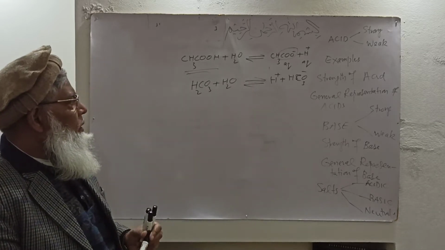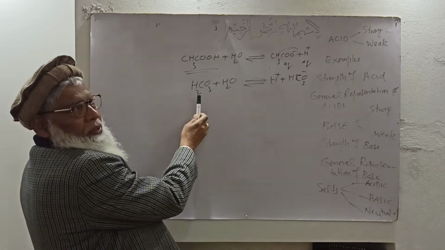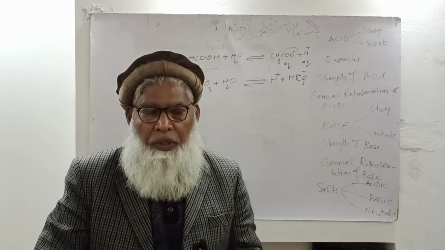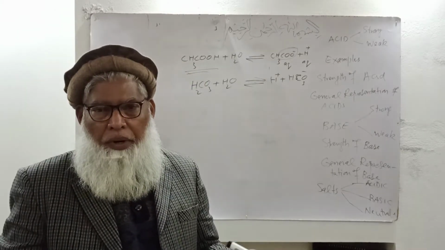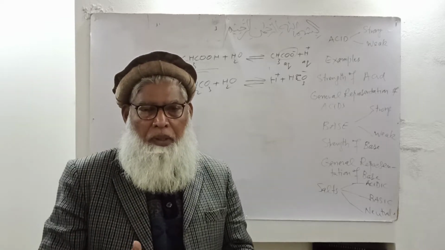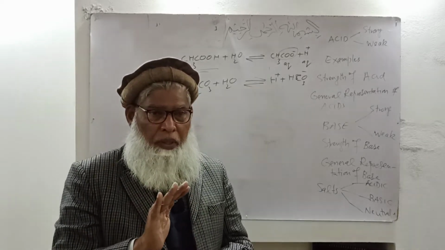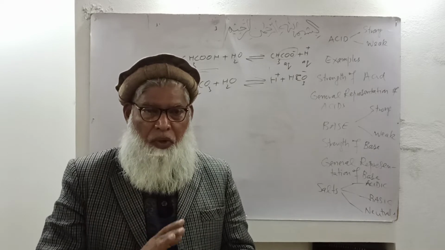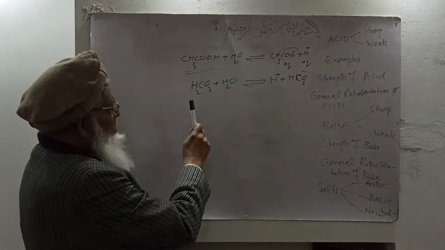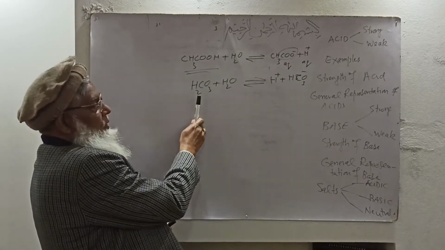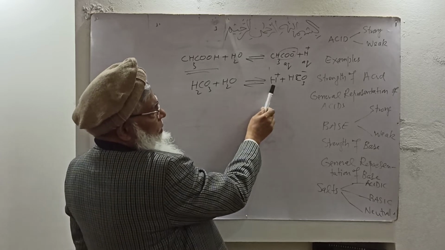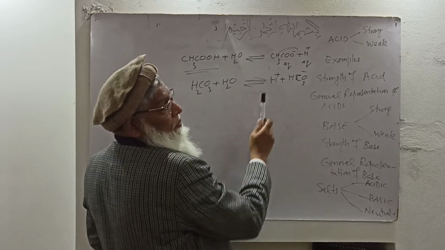Here, this is carbonic acid. We often use carbonated water, cold drinks like Pepsi, Coca-Cola, 7-Up. In these, carbon dioxide gas is dissolved in water under pressure, so it is converted into carbonic acid. This carbonic acid is a weak acid. When it is added to water, it is ionized into H positive and bicarbonate ion.